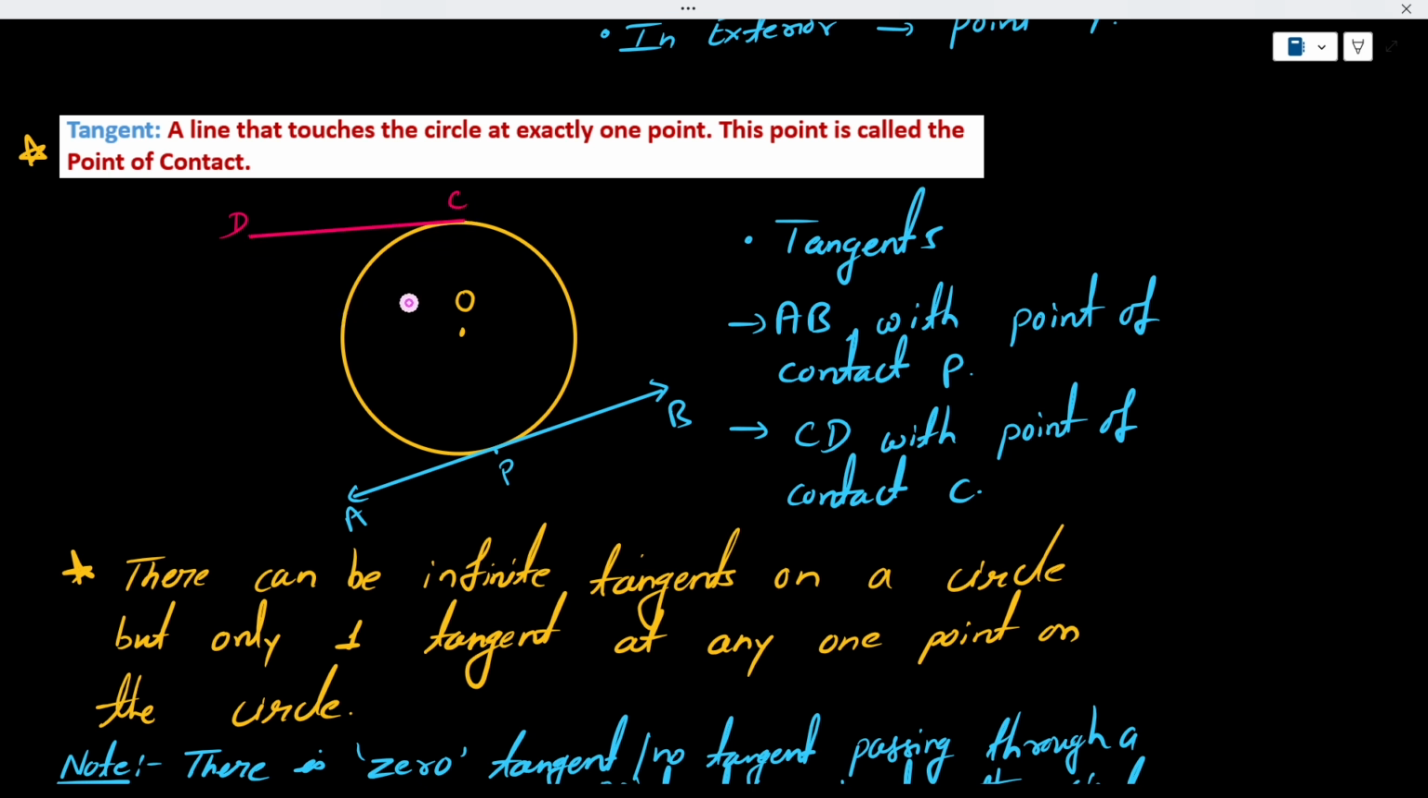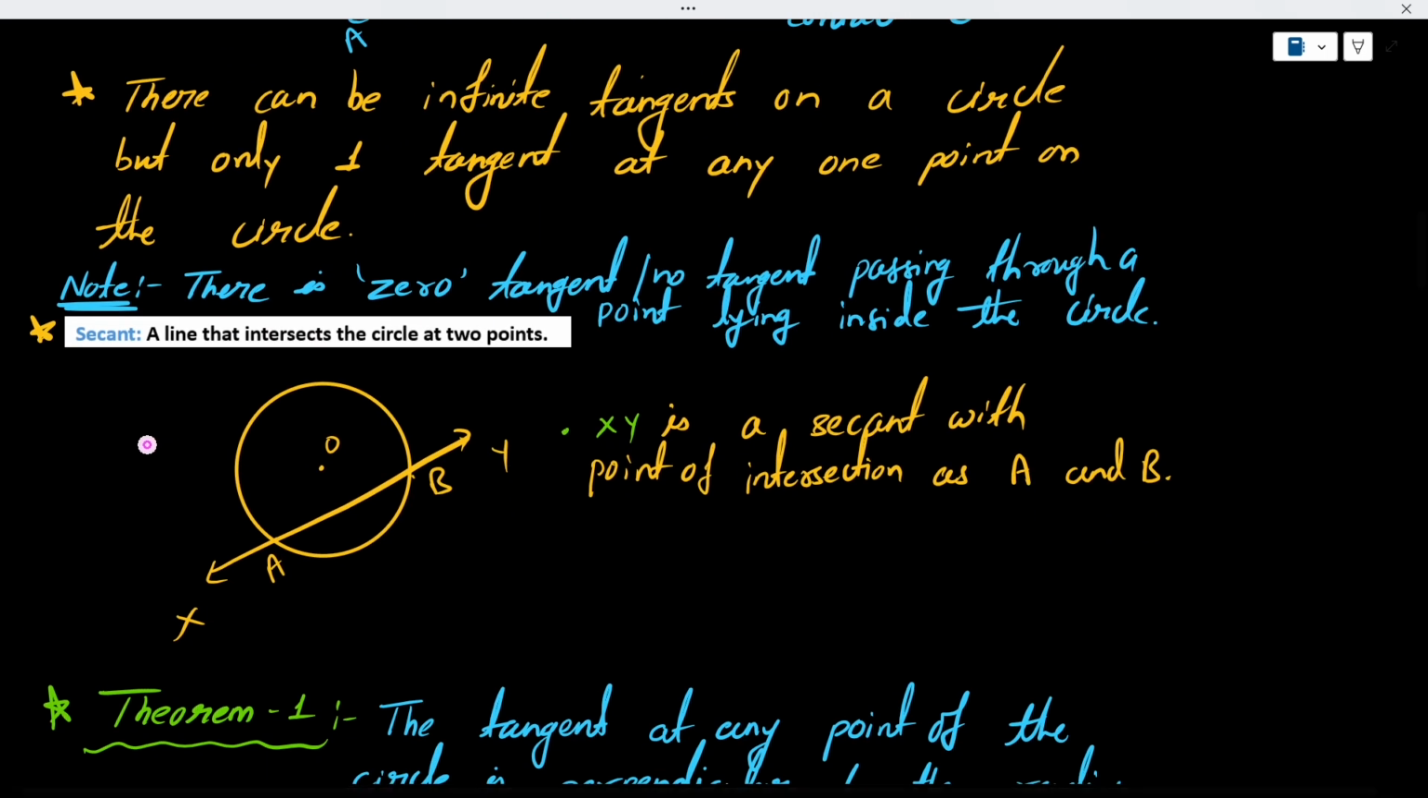So how many tangents can be in one circle? Because a circle is a collection of infinite points, from each point I can draw one tangent, right? That's why we say there can be infinite tangents on the circle, but only one tangent at one point on the circle. Then what is the secant? Here, if you see, the secant is passing through 2 points, intersecting the circle at 2 points A and B. So XY is called a secant, not a tangent.